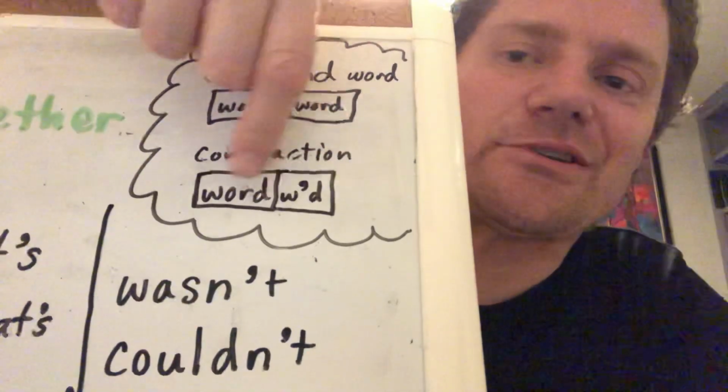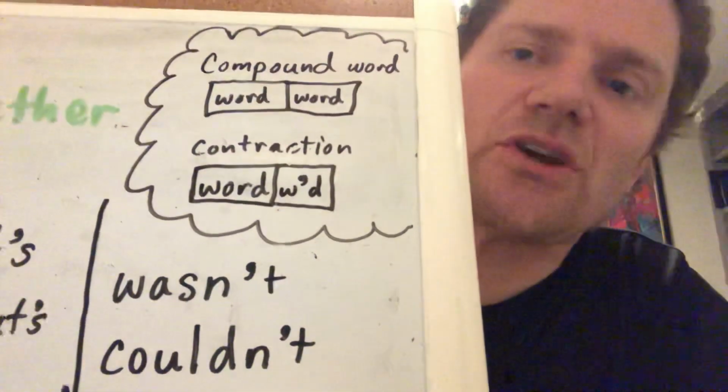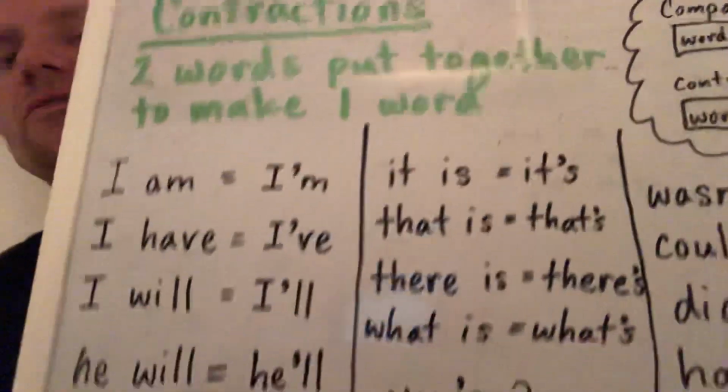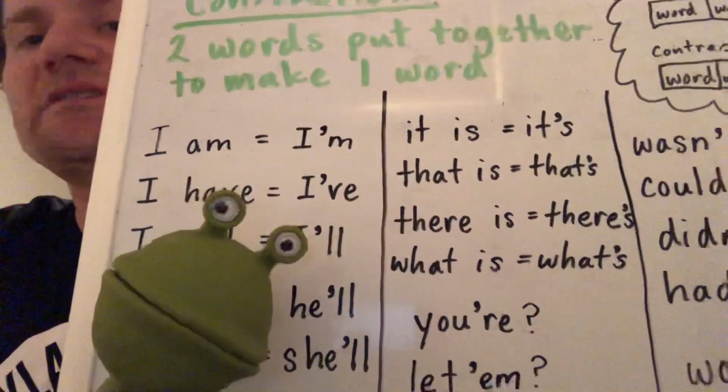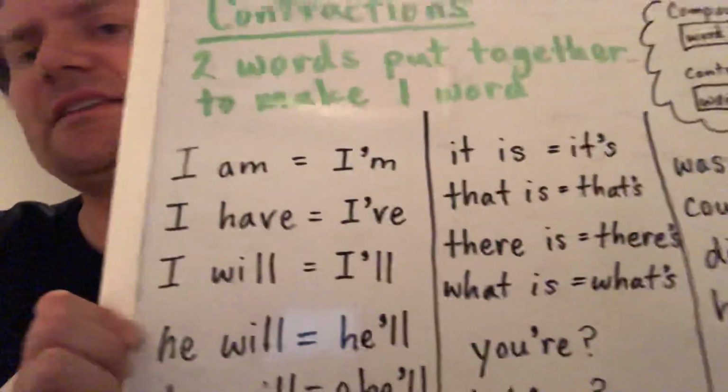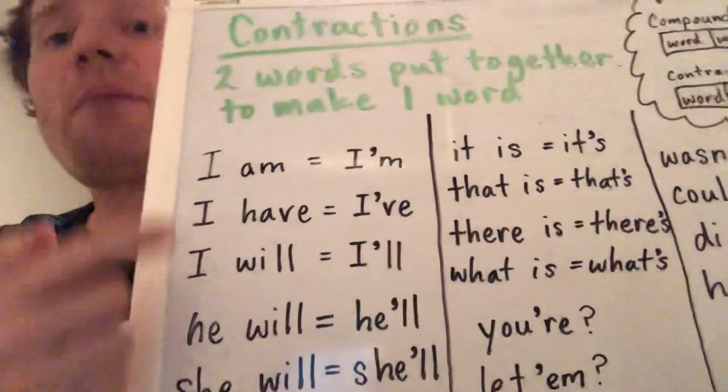Okay, now this isn't a real contraction. This is more of a diagram to show what it looks like. Let's take a look at some real contractions so that we can move on. What I want you to notice with these is that there are, again, some patterns.